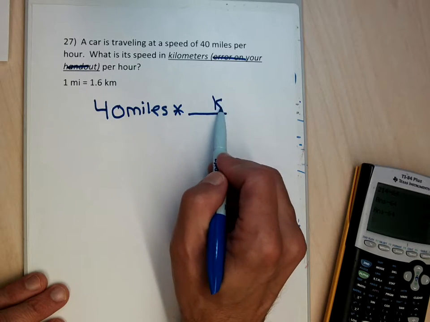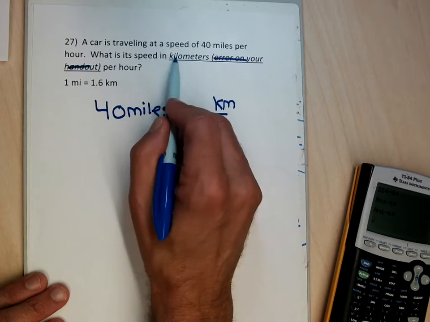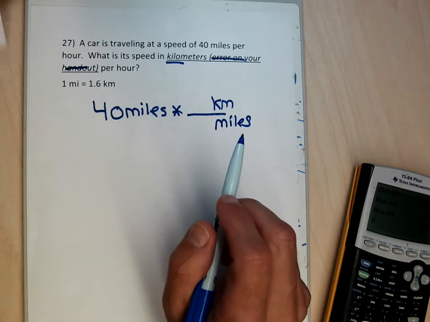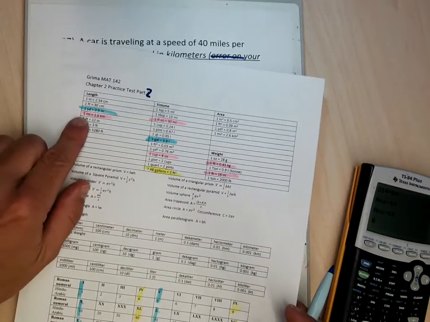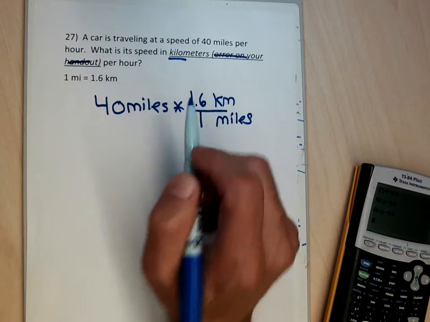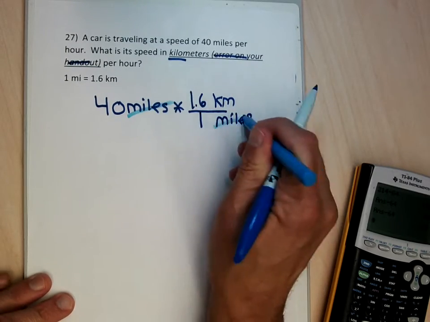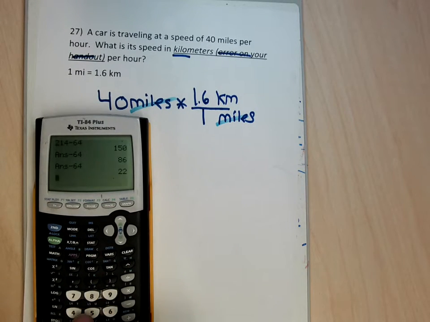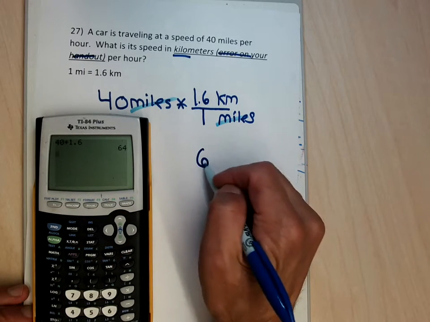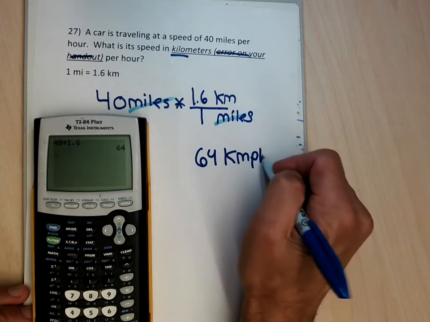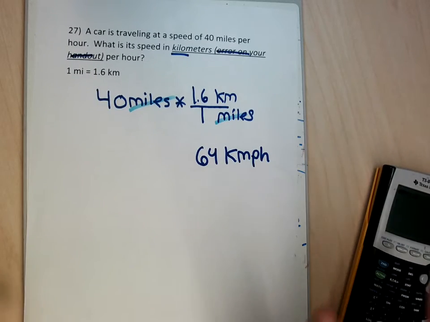To do that, I'm going to multiply by a unit that has kilometers that I want to end up with in the numerator and miles that I want to get rid of in the denominator. And that unit is 1 mile is 1.6 kilometers. So I'm going to put a 1.6 next to the kilometer, a 1 next to the mile. I'm going to cancel out the miles. I'm going to multiply the 40 times the 1.6, and that's going to give me 64. The units are kilometers, but it's speed in per hour. So I'm going to say its speed is going to be 64 kilometers per hour.